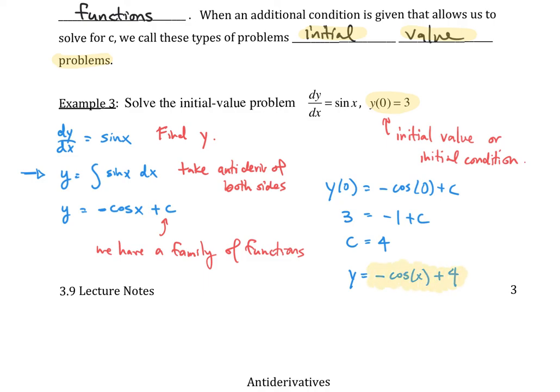The reason we call this an initial value or an initial condition is because they are giving me the function evaluated at 0. If you think of this as time, time equal to 0 is like your starting value or your initial value.